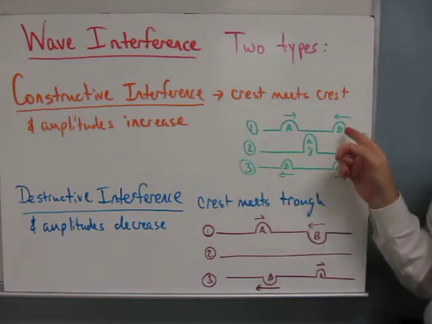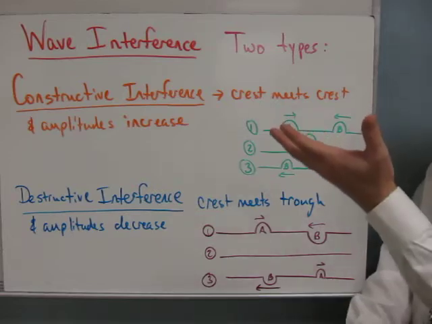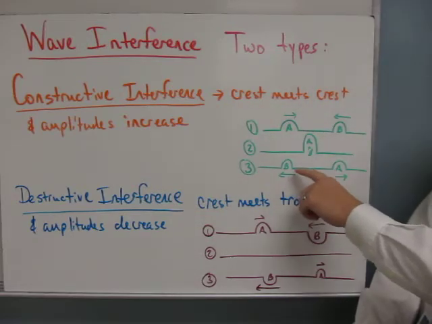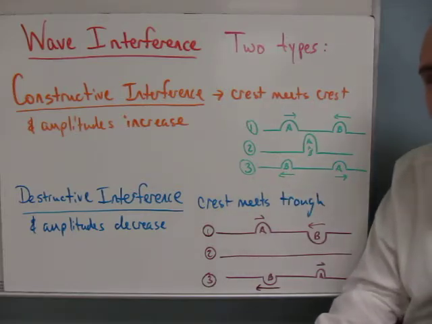Crest A is coming towards crest B, and when they meet, they add together and the amplitude gets larger. If it was a sound wave, we would hear it get louder. And then afterwards, B goes on its merry way and A goes on its merry way as well.